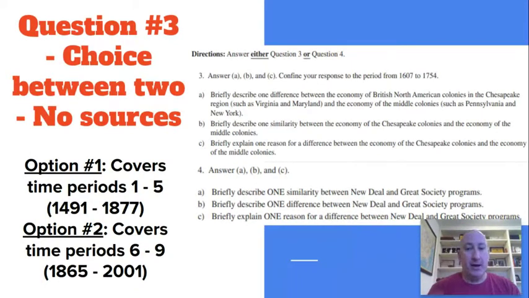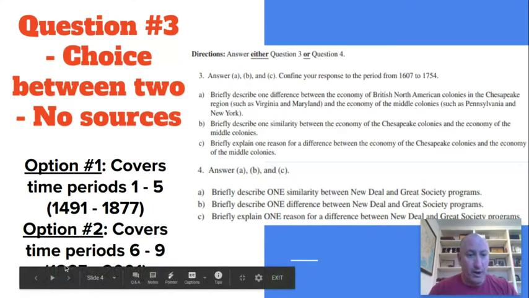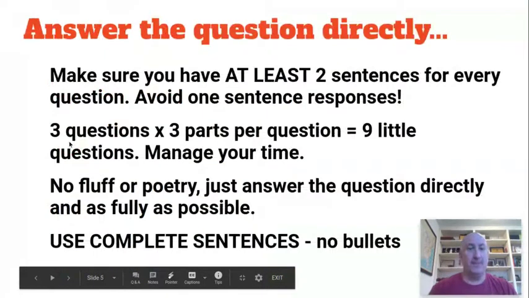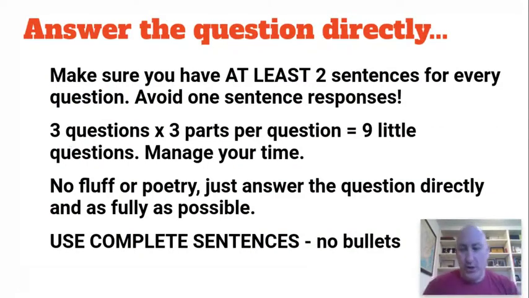All right. Now, what's the best way to go about handling this? Well, hopefully all of this will click with you. Number one, when you approach the short answer questions, make sure you have at least 2 sentences for every question. Try to avoid one sentence responses, and I'll tell you why.